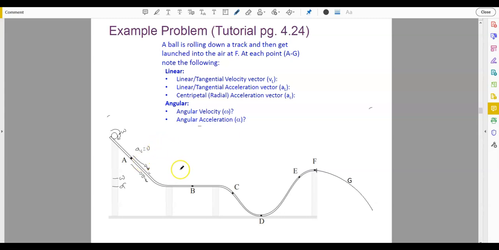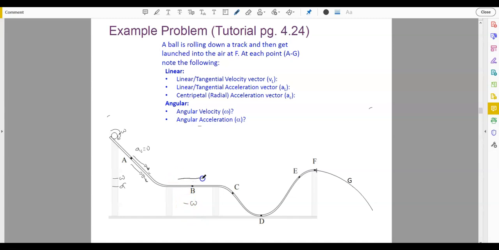All right, let's try B. Why don't you try B on your own and see how you do? Okay. Well, in the absence of air friction or kinetic friction, this object is still going to be rolling clockwise. But let's look at the vectors of this before we answer questions about the angular acceleration.